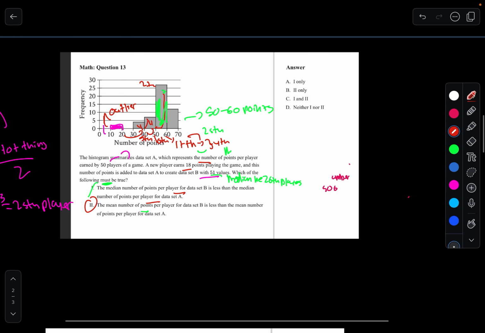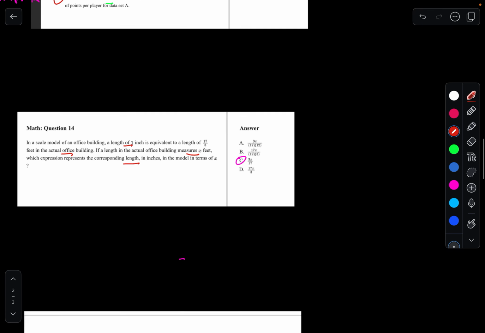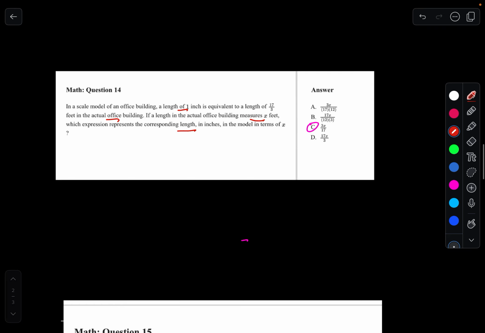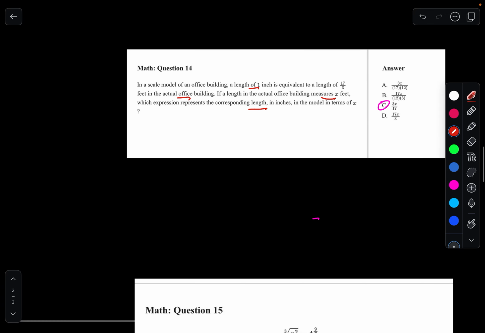So the answer would just be 2 only. And then now this one, this is a stoichiometry problem. You should be really good at this since you're in chemistry. So yeah, now we just start by finding this scale factor right here. 1 inch is equivalent to a length of 73 feet in the actual office building. So 1 inch to like 17/3 feet. And right here, we're trying to get from x feet to inches.